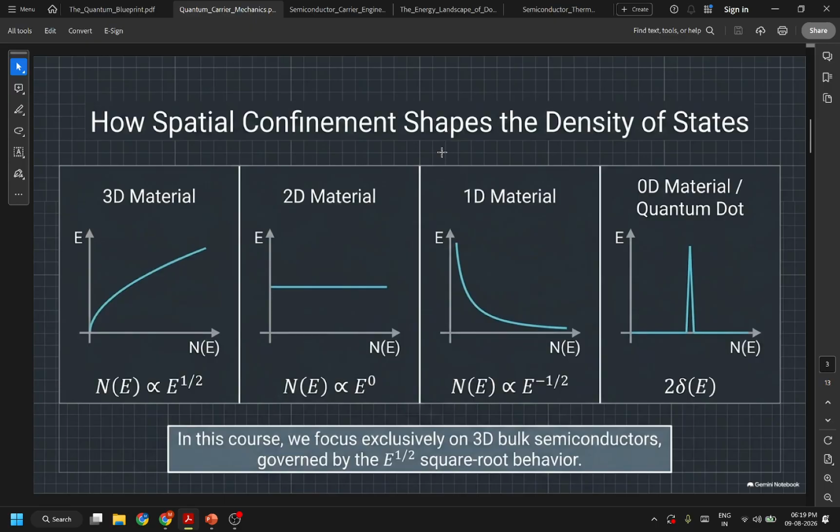We studied density of states. In 3D material, n of E is proportional to E to the power half. In 2D materials, n of E is proportional to E to the power 0, that is, constant. In 1D material, n of E is proportional to E to the power minus half. And in 0D material, n of E is proportional to a delta function in E, that is, it is 0 everywhere except at band edges.